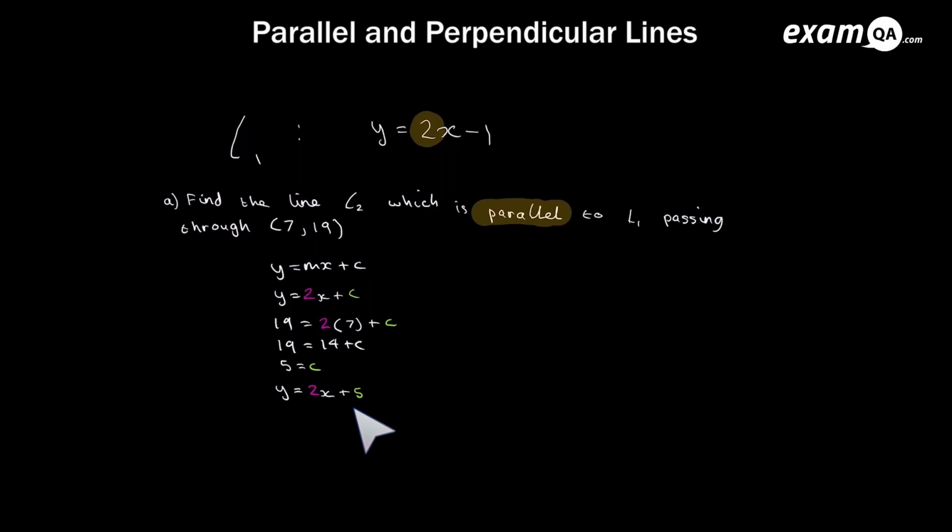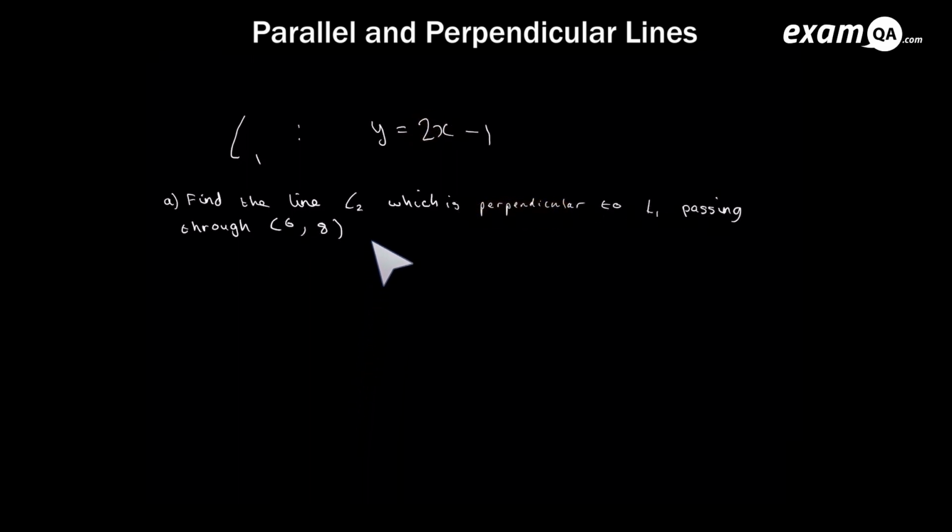So now that we've done a question which involved parallel lines, let's look at a question which looks at perpendicular lines. Okay, so here we've got another question, and it's not the same question. The main difference is this time we're working with perpendicular. So we've got our line L1, and we ought to find out an equation of a line L2, which is perpendicular to our line and passes through the point 6, 8.